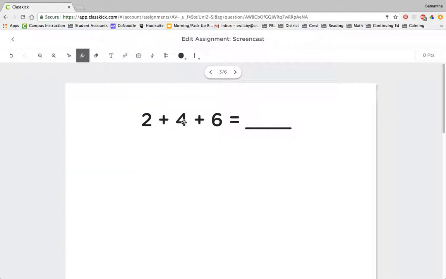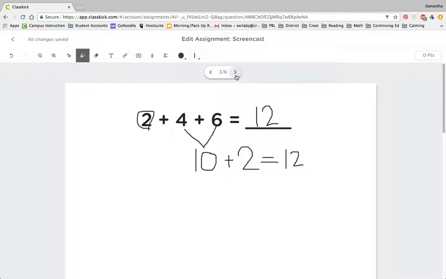Let's start first by looking at two of the numbers. Now I can see that I have a 4 and a 6. If I add 4 plus 6, that would be 10. Now that I've added two of the numbers, I still have to add that third number. Since I've already added the other two to make a 10, adding 2 onto that's super easy. 10 plus 2 is 12. So by using this strategy, I can see that 2 plus 4 plus 6 is 12.